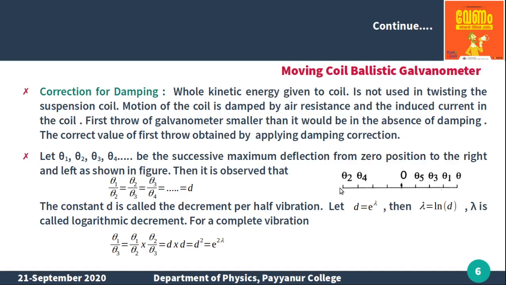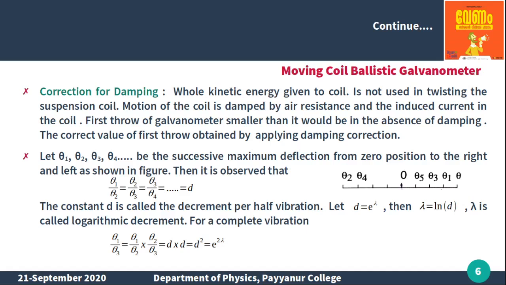So when we think that this oscillation, this deflection which is moving from this theta 1 to theta 2, makes a decrement, that decrement value, you will get theta 1 by theta 2, that ratio. You are getting a decrease in the value of the deflection.